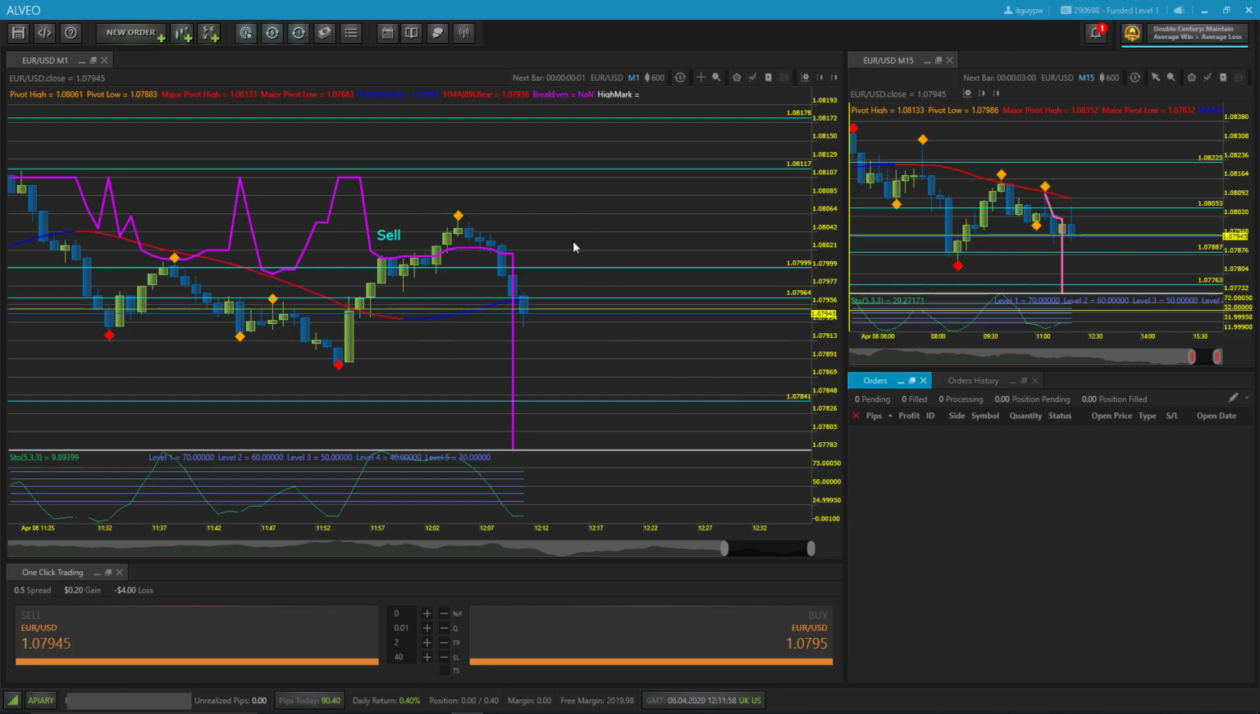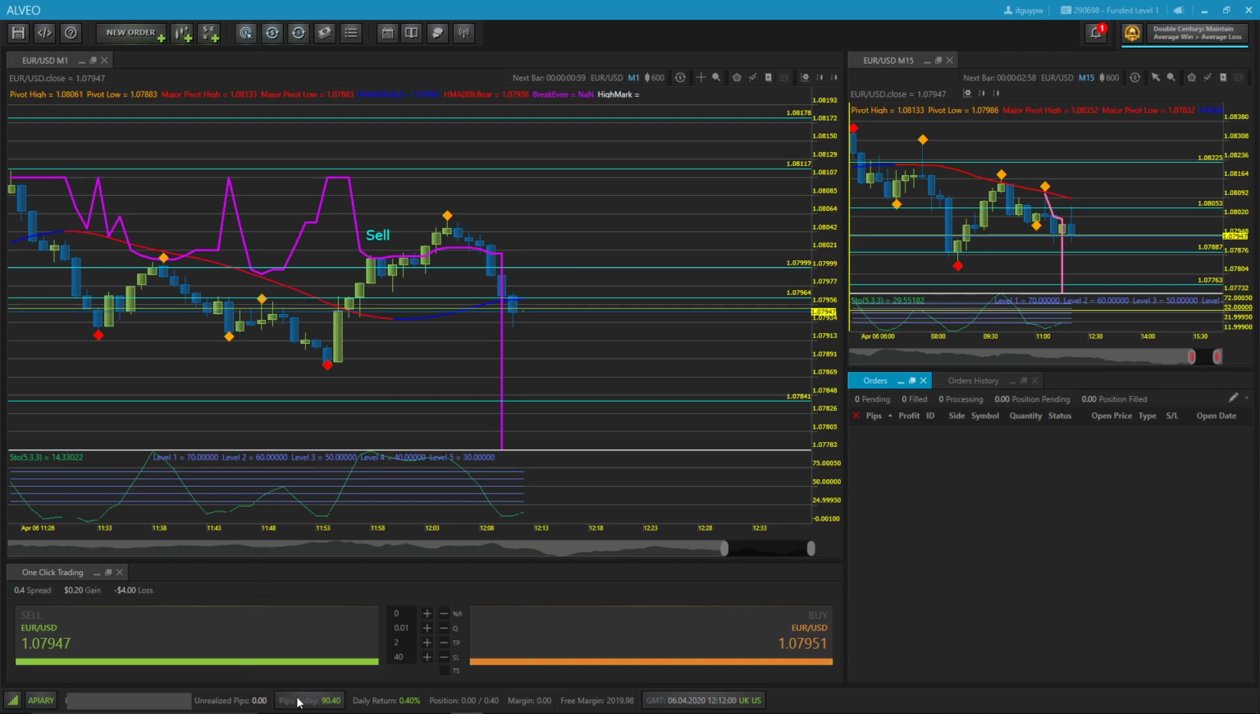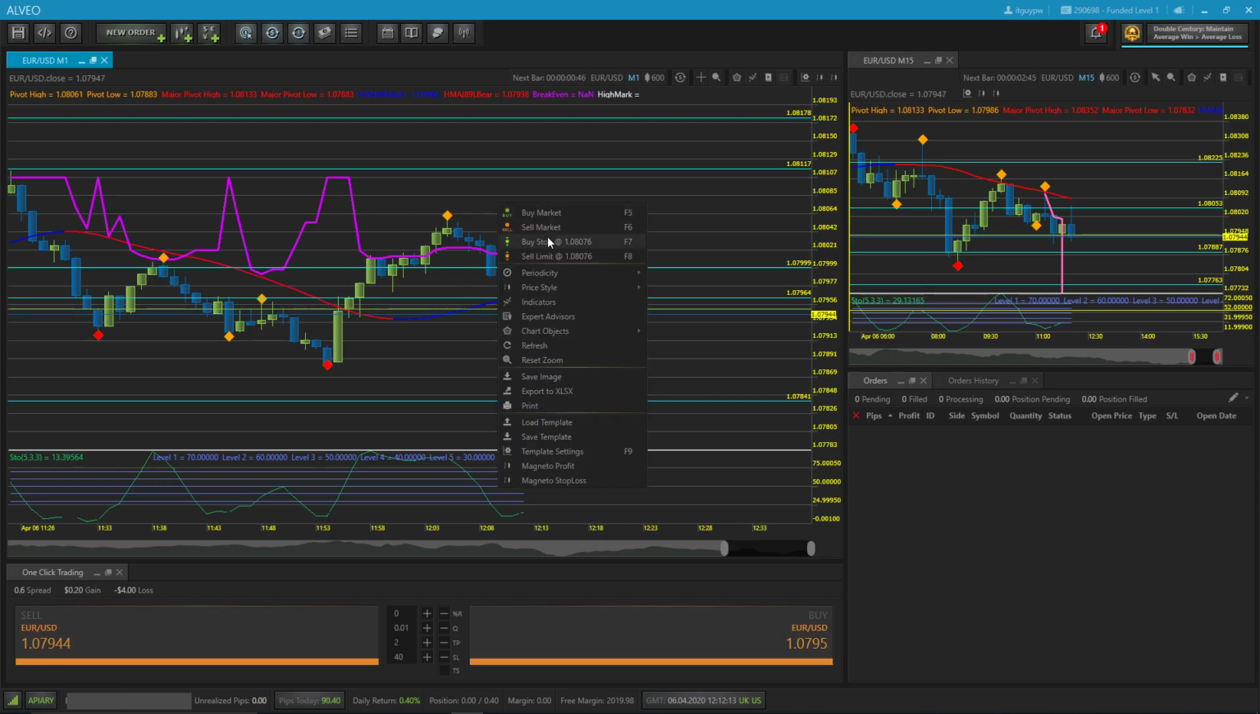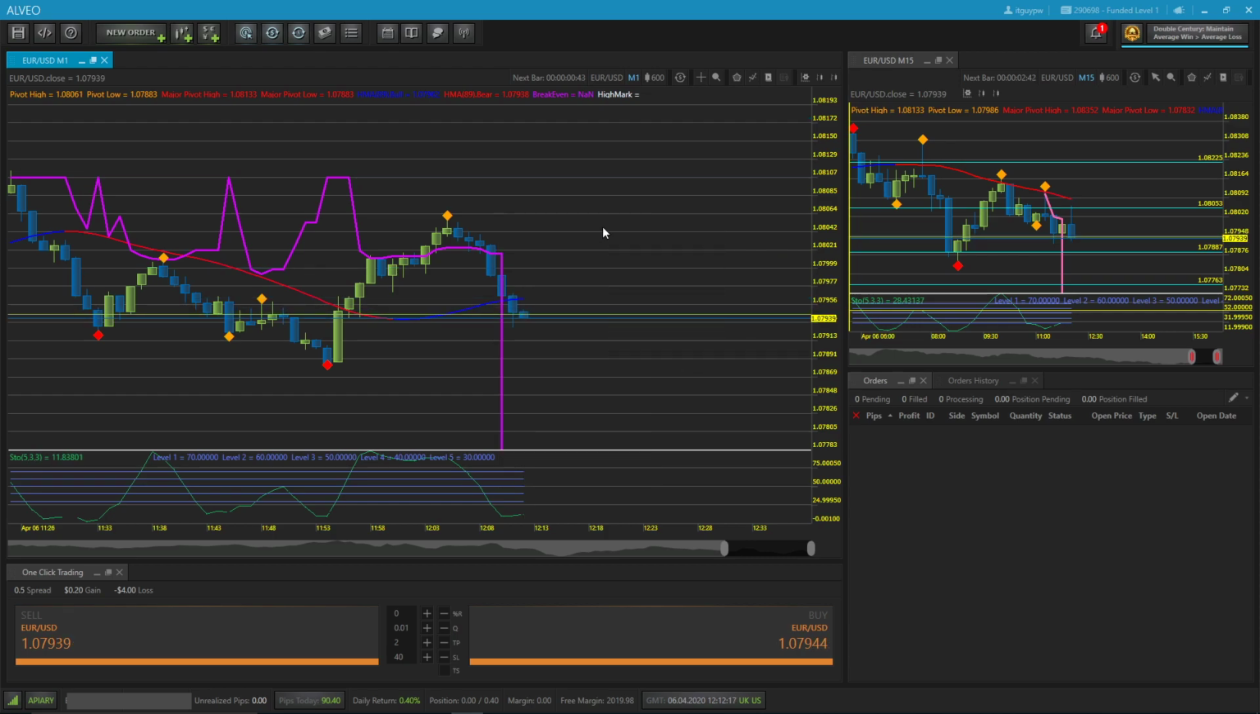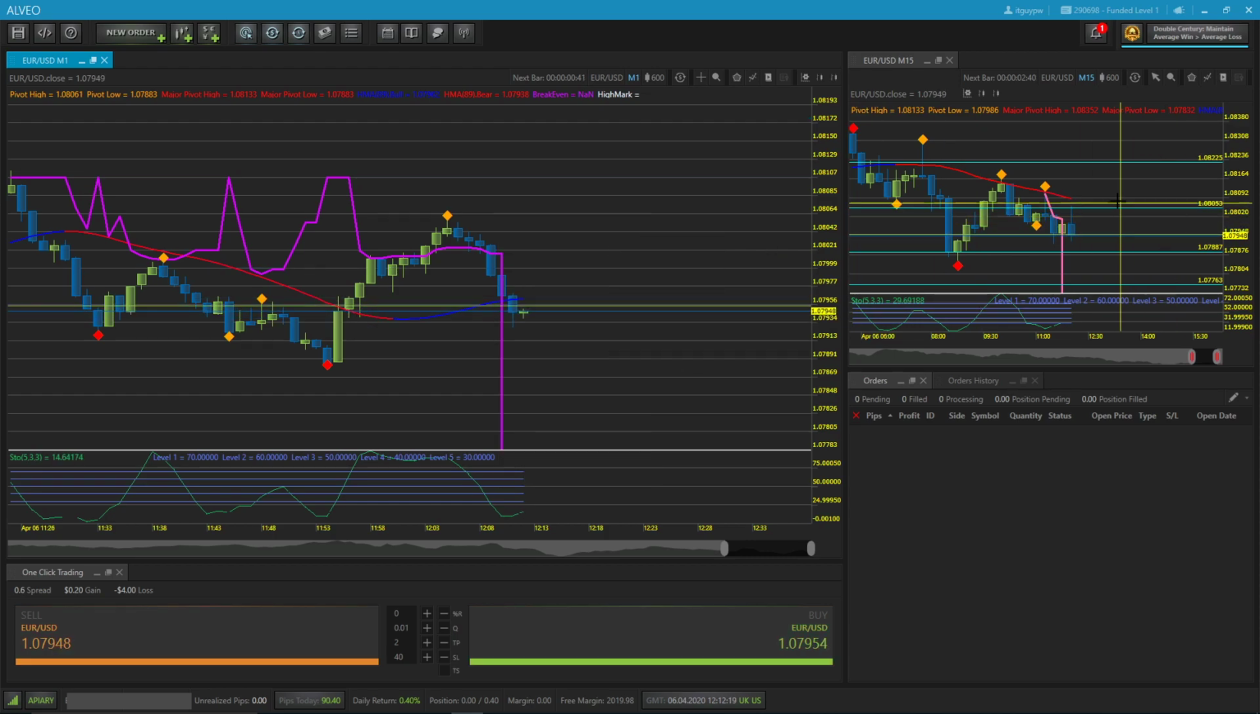But we closed out all of our trades. We're up 90 pips for the day. I made about 0.4% on my account. So I feel like this has been a great day. I'm going to go ahead and remove all these objects. I hate loading the system back up. But this has been a great day for trading.